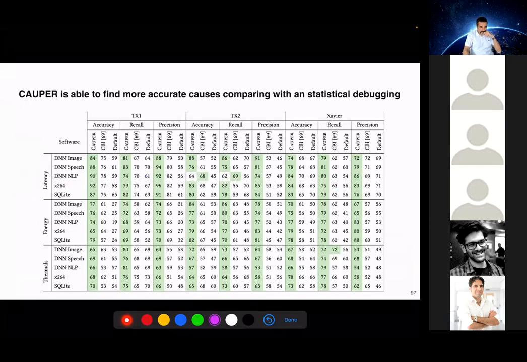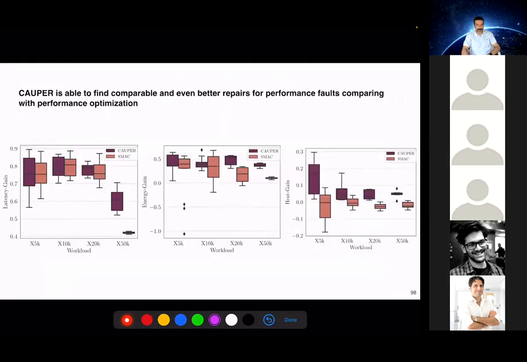Yeah, obviously, we got some results. We compared with some statistical debugging, and we did better with respect to accuracy, precision, and recall for different types of systems: machine learning systems, a data store, and a video encoder in different environments, right? I'm not going to talk about the details, but basically, we find that Cooper was able to find these root causes more accurately compared with statistical debugging, which is mainly based on correlational analysis.